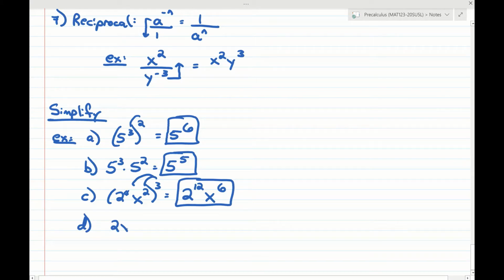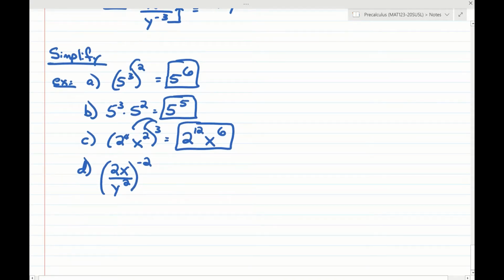What if we had 2x over y squared, all to the negative second power? So sometimes we use a combination of properties. For this, I'm going to distribute this negative 2 to each of these powers up here, and to this 2, so that would be 2 to the 1 times negative 2, x to the 1 times negative 2, over y to the negative 4th.